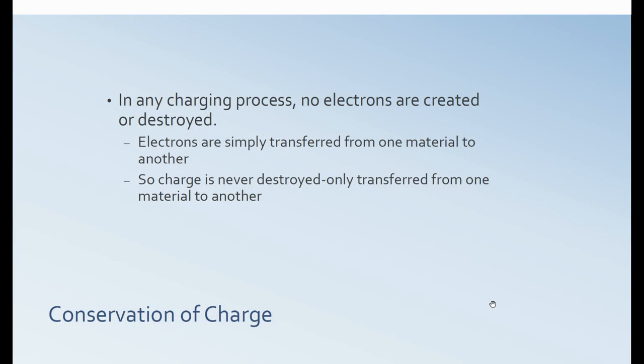It's important to remember that in any charging process, we're not creating or destroying electrons, we're just transferring them. So there is a conservation of charge, just like we've talked about in earlier units, conservation of momentum or conservation of energy or conservation of heat. Same thing with charge. We're not creating or destroying any electrons, they're just moving from one material to another.